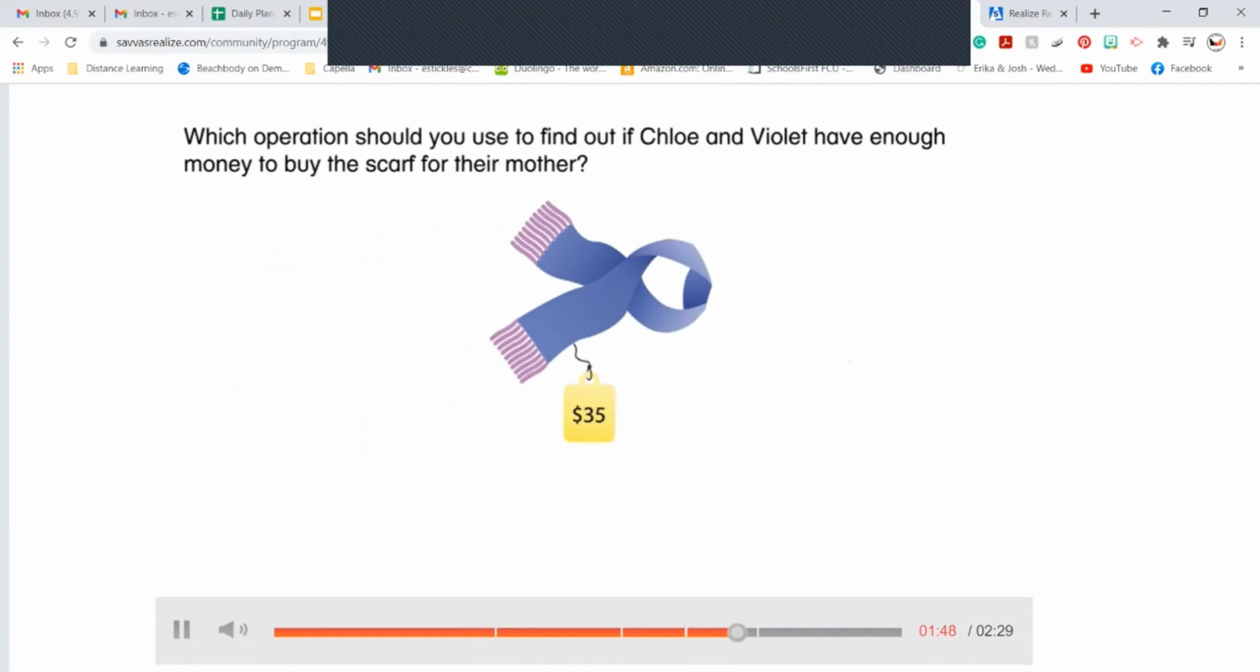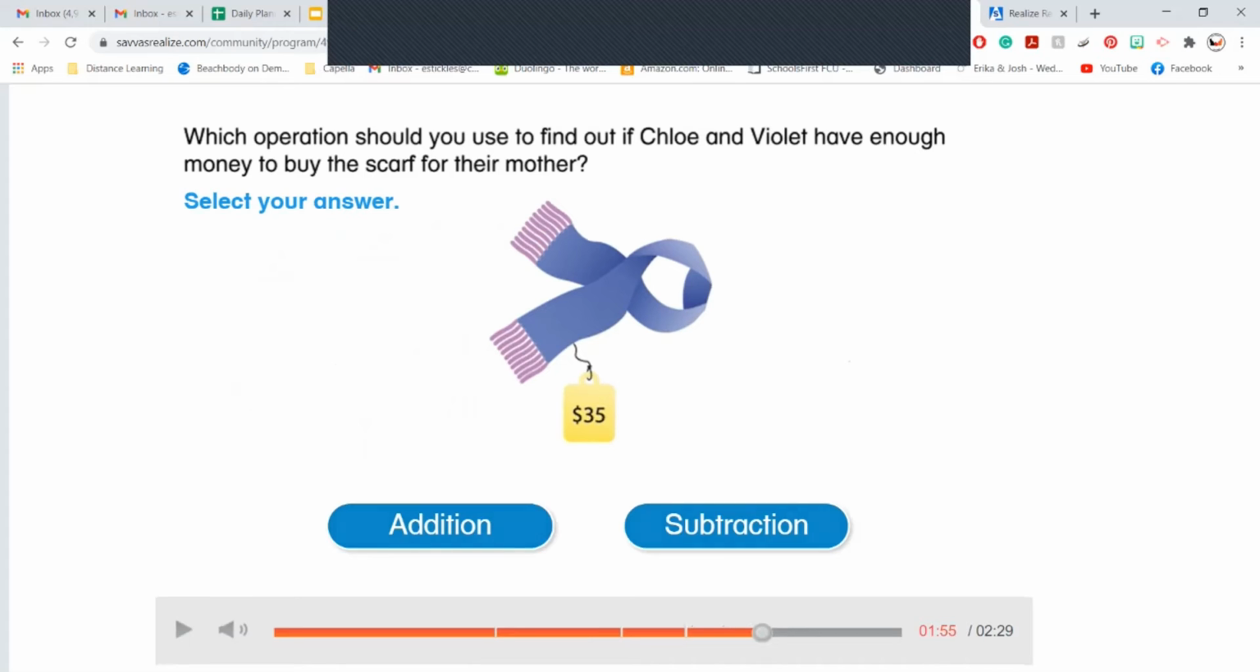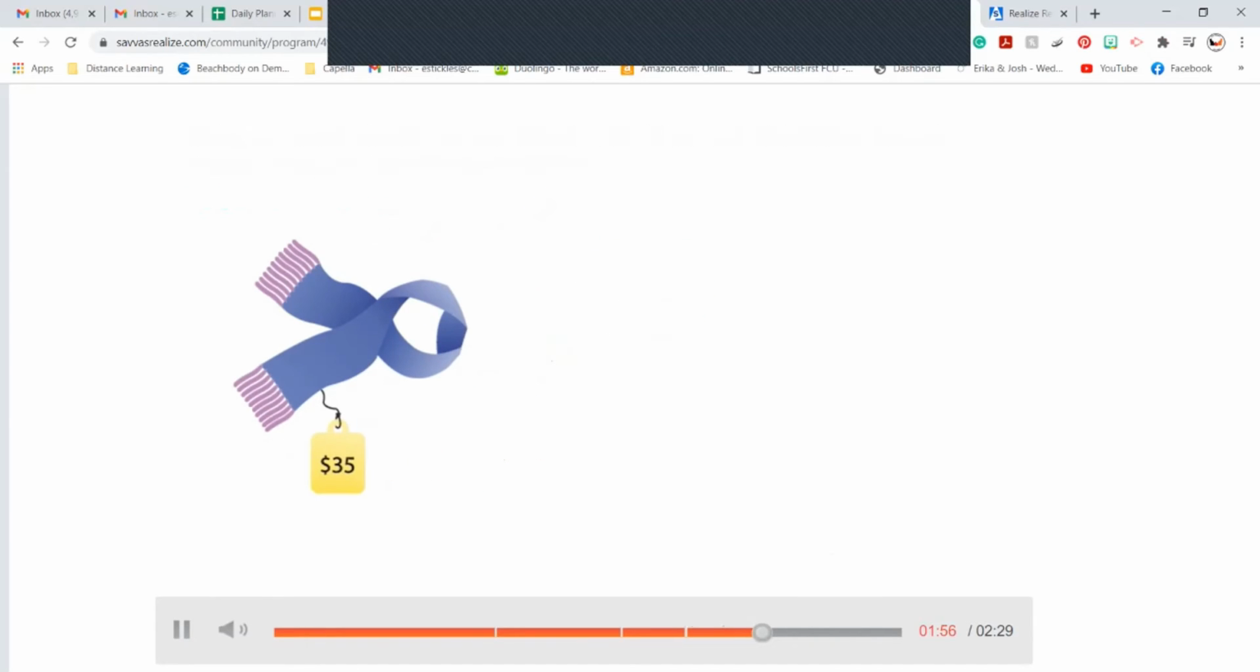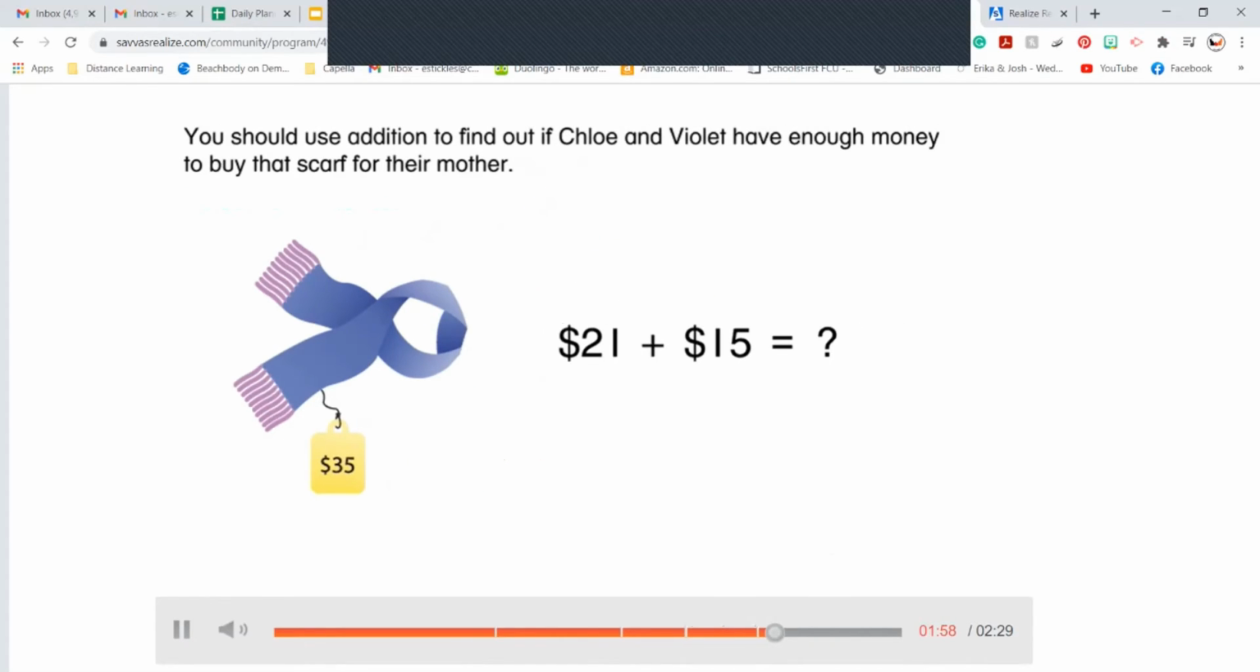Which operation should you use to find out if Chloe and Violet have enough money to buy the scarf for their mother? Select your answer. We need to do addition because they're going to be putting their money together to see if they have enough. So we're going to add Chloe's money and add it to Violet's money to find out if they have $35 or more. You should use addition to find out if Chloe and Violet have enough money to buy that scarf for their mother.